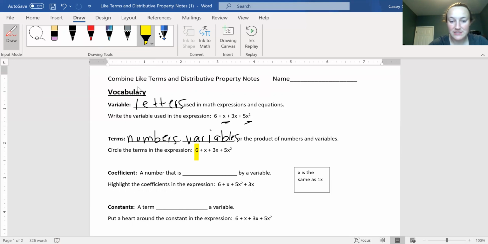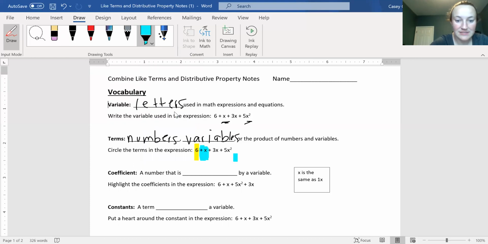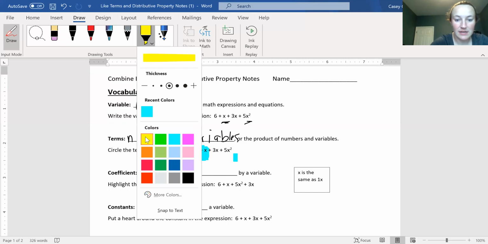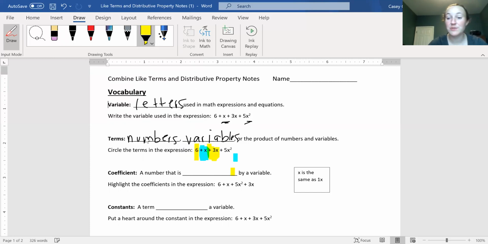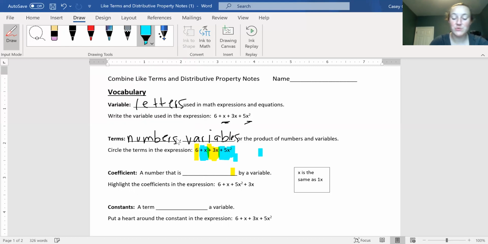So 6 is a term. And then positive x is a term. And positive 3x is a term because we want to make sure we're being careful of those signs. And this positive 5x squared is a term. So we've got numbers, we've got variables, and we've got numbers and variables together. Ultimately, terms are broken up by plus or minus signs.